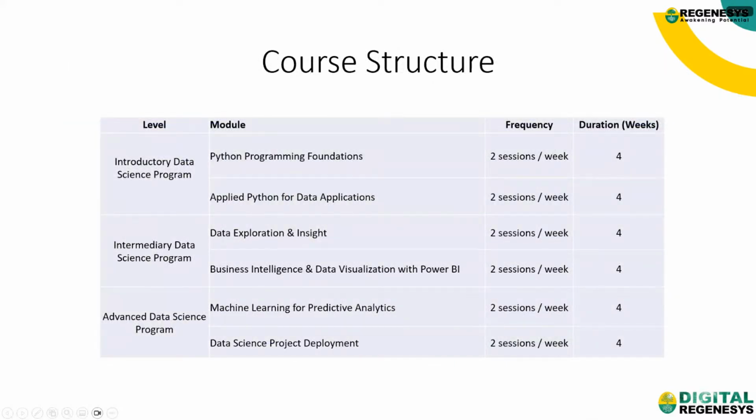So that was all about the introduction to data science, examples of few use cases. We have seen how data science is growing in terms of market value, in terms of jobs and salary. And now we have also covered the life cycle of data science project. Now we are here in the last section of our presentation, which is about course structure. We at Digital Regenesis have developed a comprehensive data science course for you so that you can land in your dream data science job.